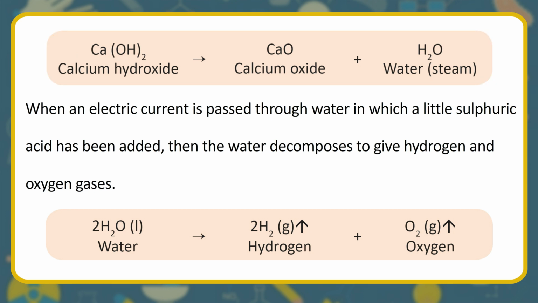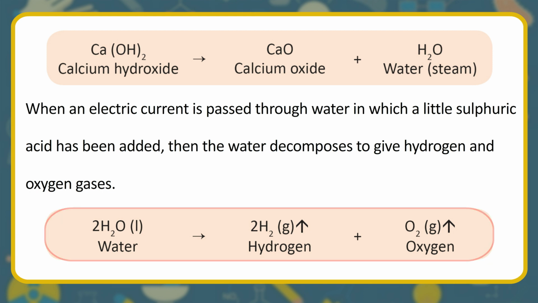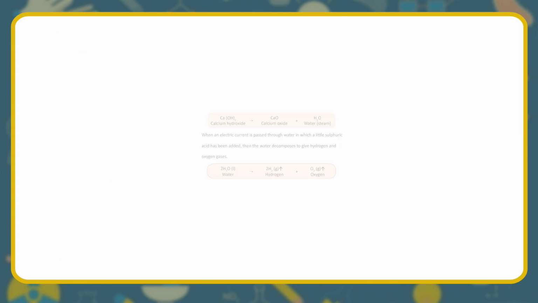When an electric current is passed through water in which a little sulfuric acid has been added, then the water decomposes to give hydrogen and oxygen gases. 2H2O gives 2H2(g), hydrogen, plus O2(g), oxygen.